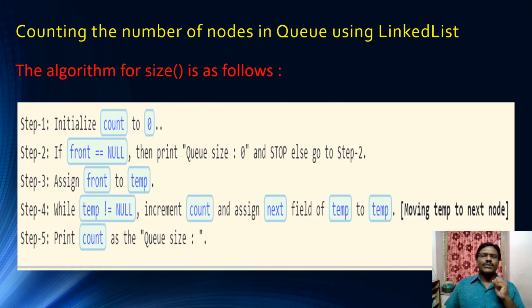Now counting the number of nodes is called the size of the queue. Initially set count to 0. Now if front equal to null, it means there are no values in the queue, so simply stop the code. Otherwise go to the next step: temp equal to front. Now while temp not equal to null, the same condition as display, because display moves from the first node to the last node and count also moves from first node to last node. And increment count, which increases the count by one in each iteration. Then assign the next field of temp to temp, that is temp equal to temp next. After the completion of the while, print the count, the queue size.